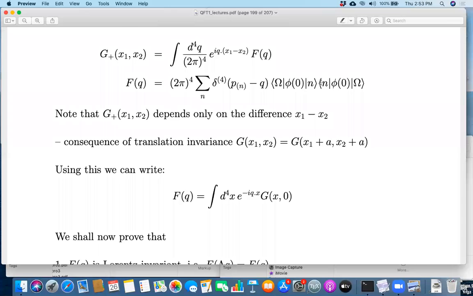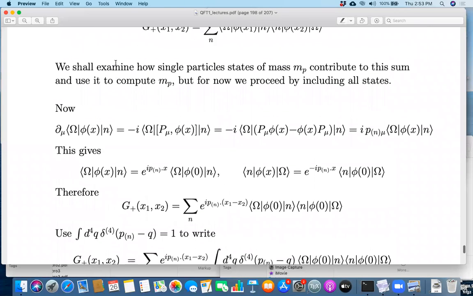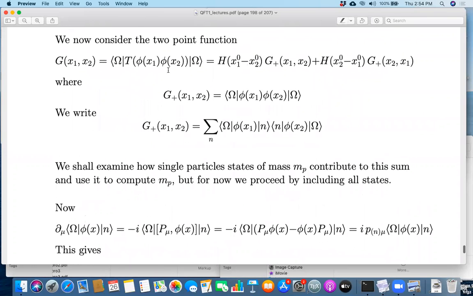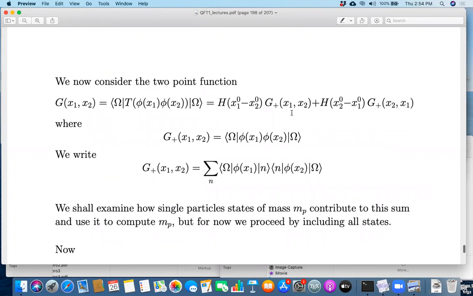if we restrict it to the single particle states, that will give a certain kind of contribution to fq, which will give a certain kind of contribution to G plus and hence to G. Because G is given in terms of G plus. So the point is that we know how to calculate G. Given that we know how to calculate G using Feynman diagrams, or there may be other ways to calculate G, how to extract MP from there? That's the question we asked.